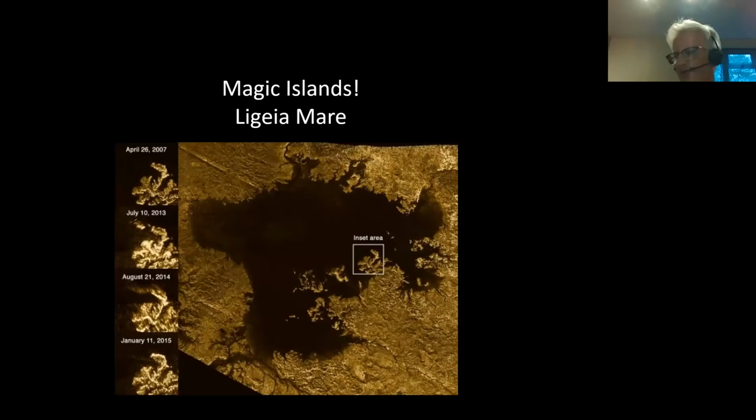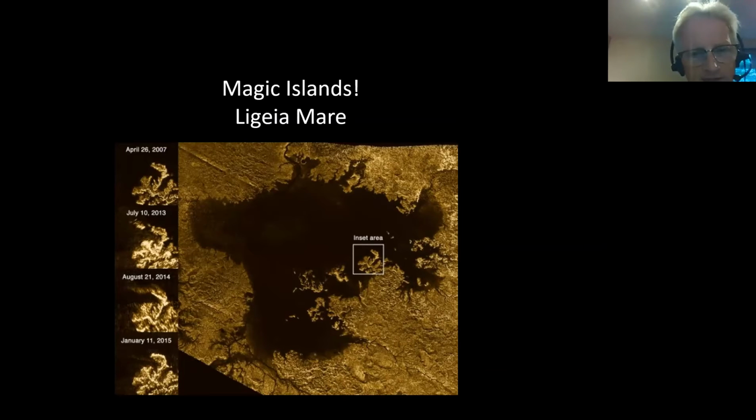Now, this is rather amusing, actually, this phenomenon. This is the phenomenon of magic islands, and it's been seen on Ligaya Mare. So what you see in the main image is Ligaya Mare, and there is an inset, and that inset image is also reproduced over in 4 snapshots on the left of the main image over 4 different intervals, separated, in total, by quite a margin, 7.5 years.